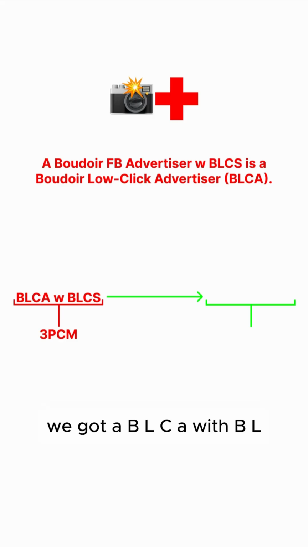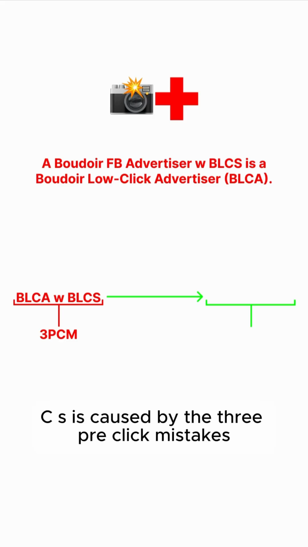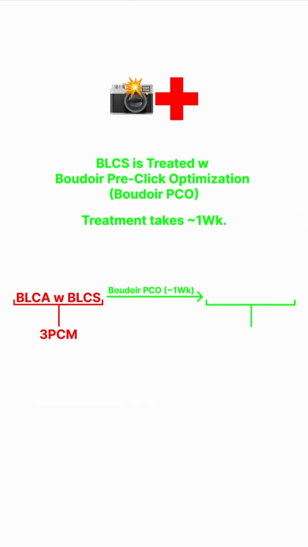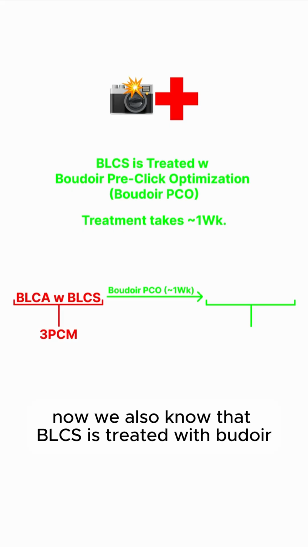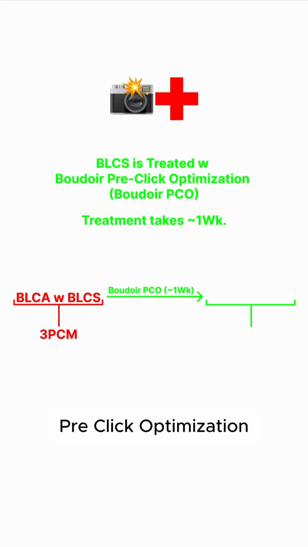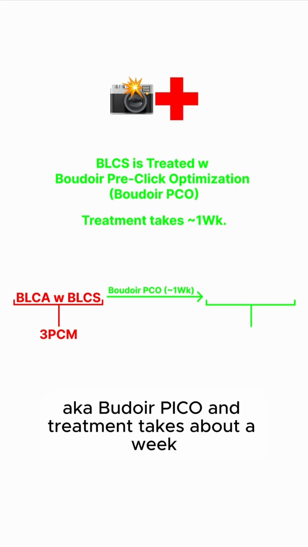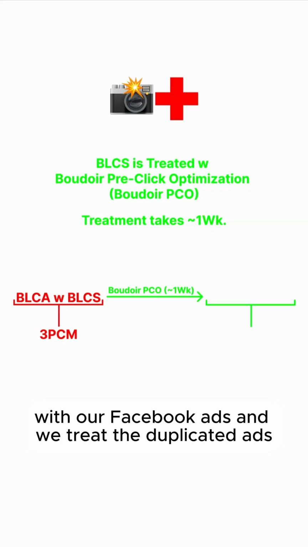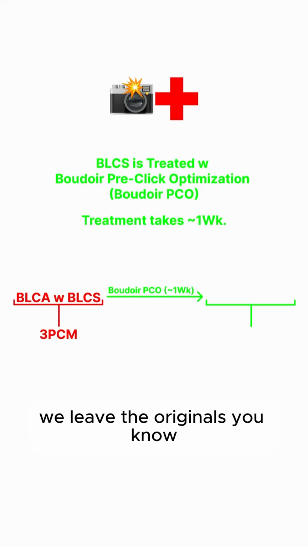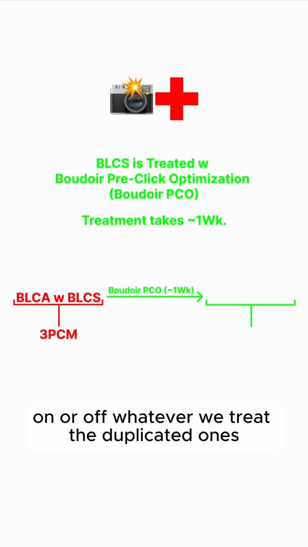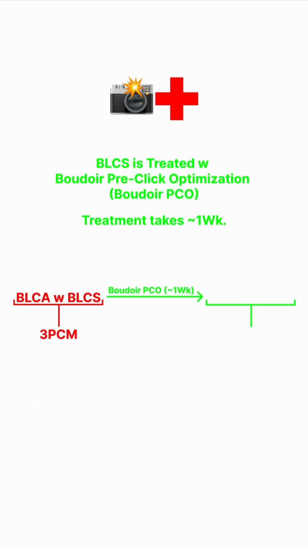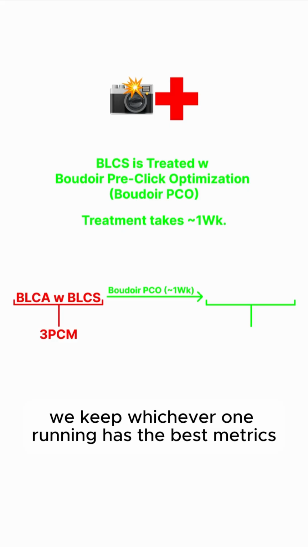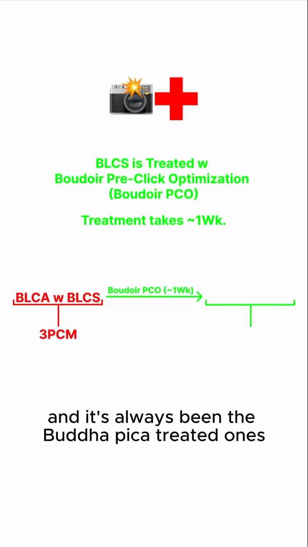So we're building up our universe here. We got a BLCA with BLCS caused by the 3 pre-click mistakes. Now, we also know that BLCS is treated with Boudoir pre-click optimization, aka Boudoir Pico, and treatment takes about a week. Now, we invented this. This is where we duplicate the current Boudoir Facebook ads and we treat the duplicated ads. We leave the originals, on or off, whatever. We treat the duplicated ones, and at the end of the week, we keep whichever one running has the best metrics. And it's always been the Boudoir Pico treated ones.